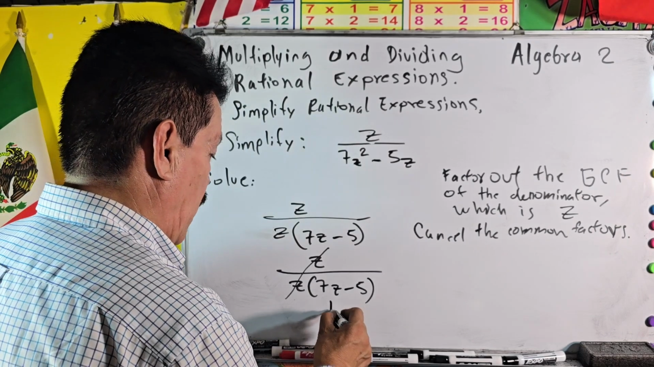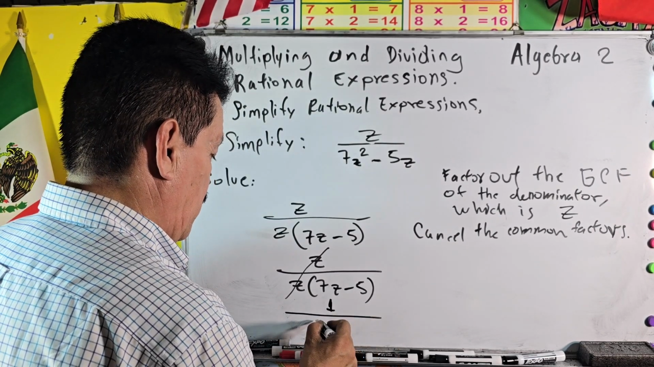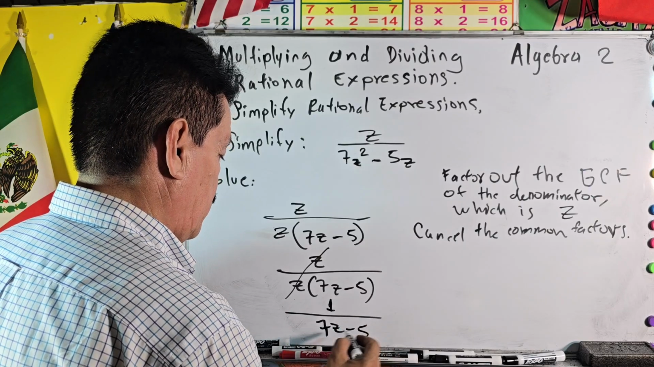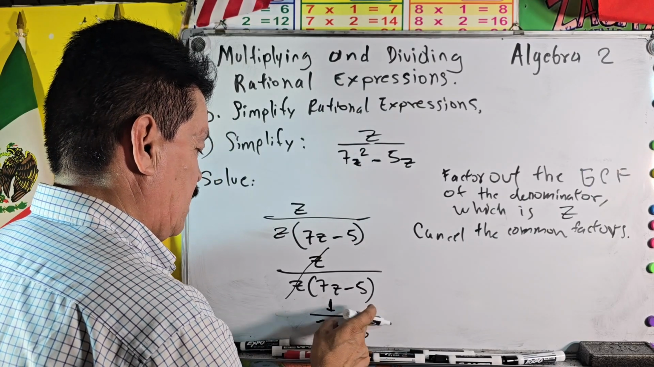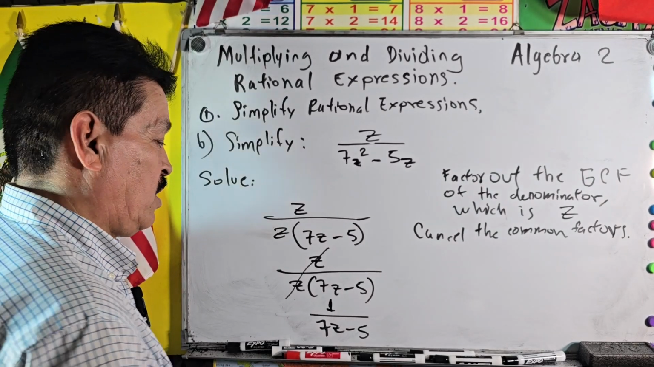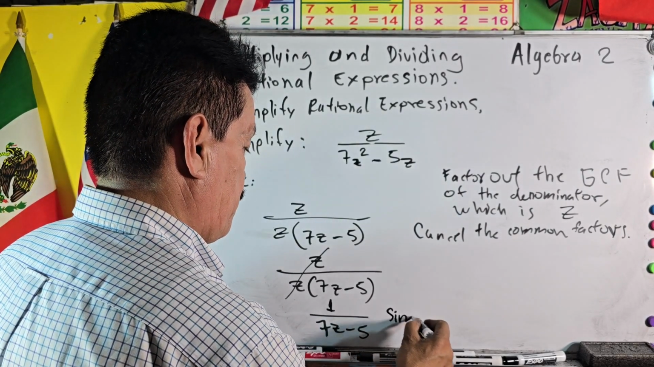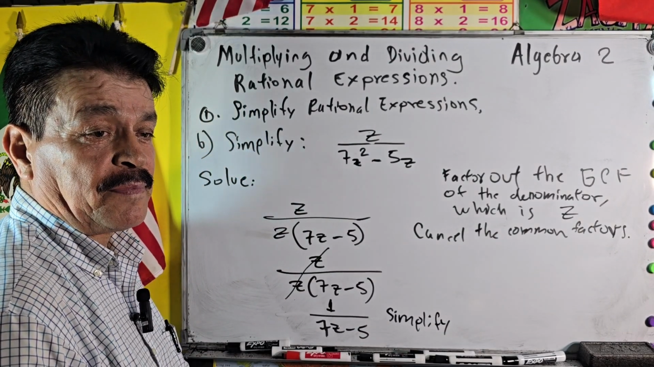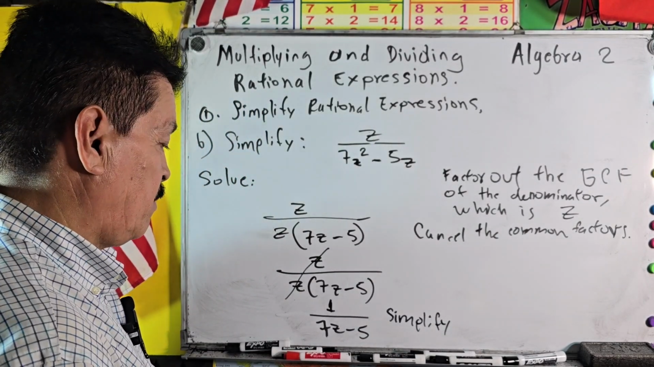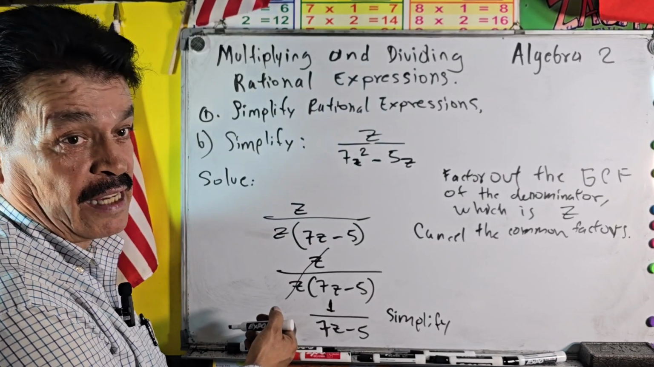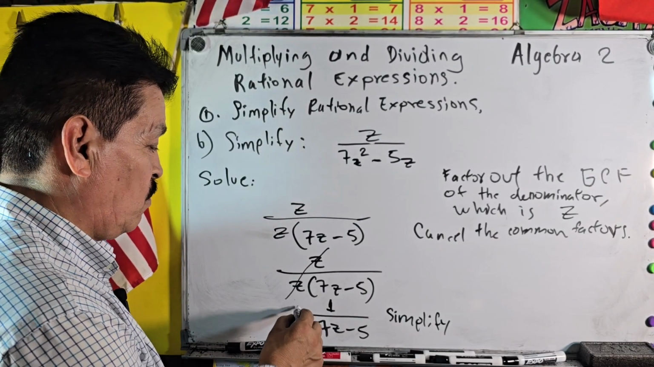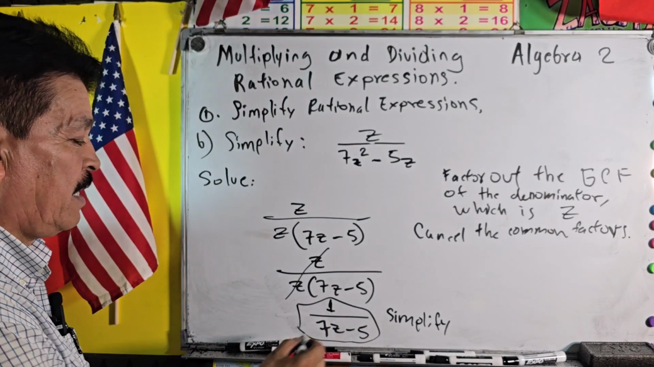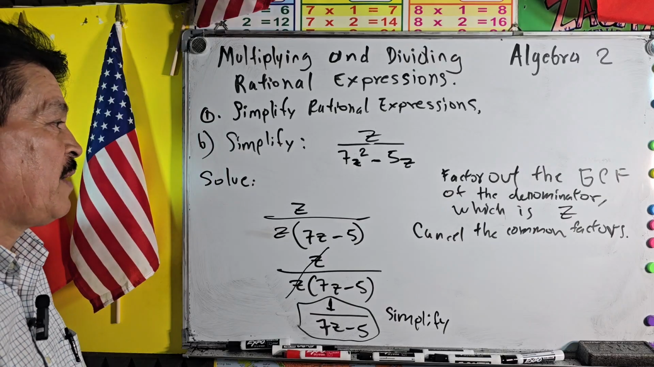You will have 1 on top divided by 7z minus 5. Right? That's it. Now simplify. Can I simplify further? No, this is our answer, this is our solution: 1 divided by 7z minus 5.